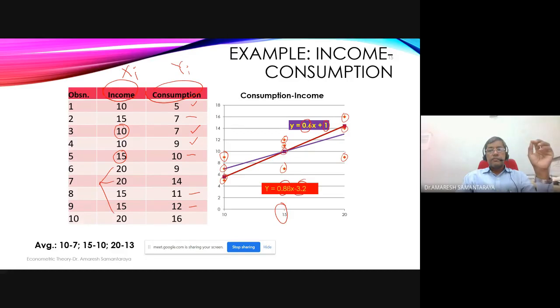Now, which one is better? How to know which one is better? For that, we'll apply the summation of ui square, minimizing that, and from that principle, we'll get the values of beta 0 and beta 1 which are the best, which perhaps explain the relation between consumption and income, as given in the scatter plot, in the best possible way.